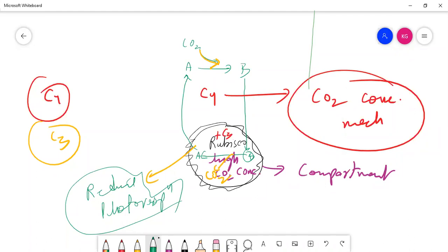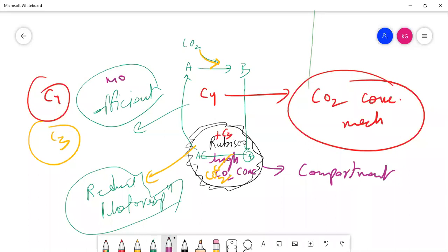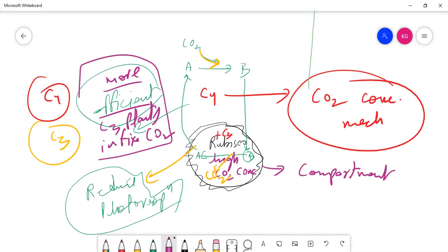मतलब ये जो C4 plants हैं, they're highly efficient. They are more efficient than C3 plants. याद रखो, C4 plants are more efficient than C3 plants in fixing CO2. But it is at a cost. It is at a certain cost. There's a certain cost involved. We see this later. We know there's a certain cost which is involved. We'll see this later.